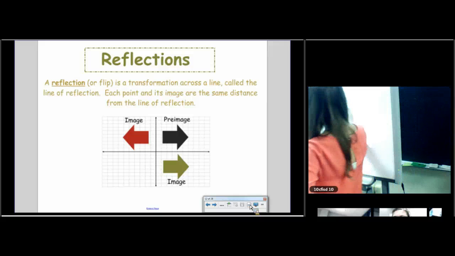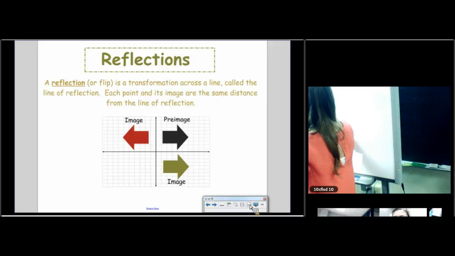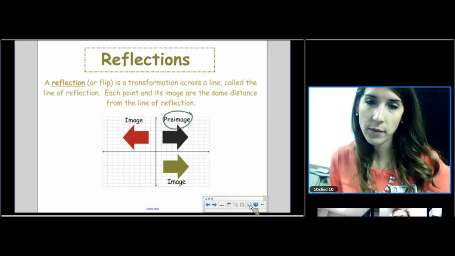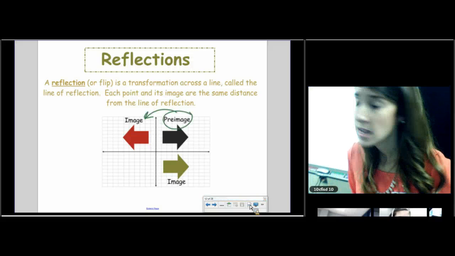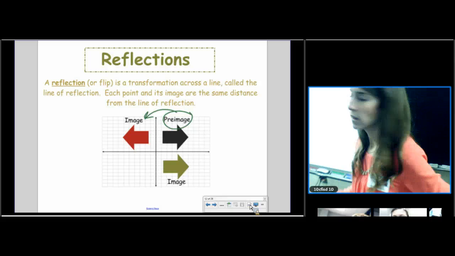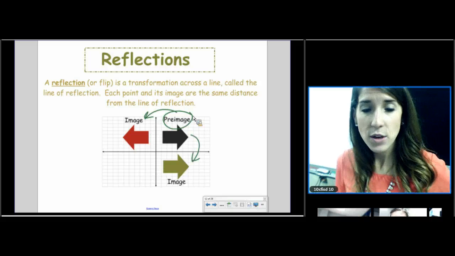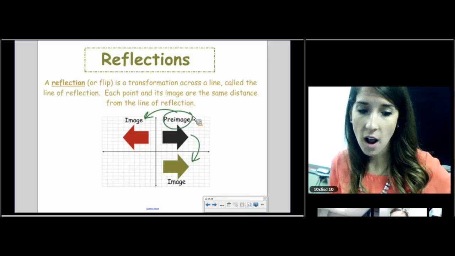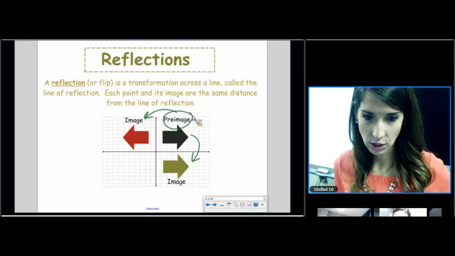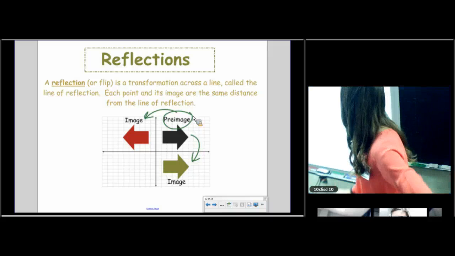So if this is my pre-image and I went to the red image, I'd be reflecting over the y-axis. And if I go from my pre-image to the green image, I'm going over the x-axis, obviously. Okay? But you can reflect over lines that are not the x-axis or the y-axis. You can reflect over other lines as well.